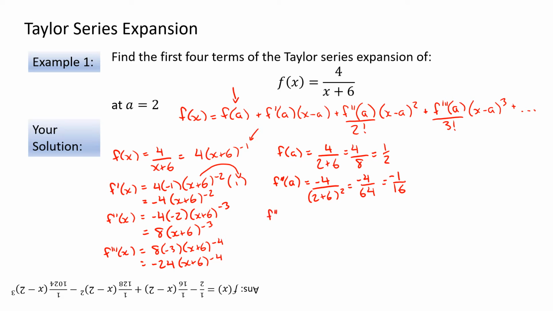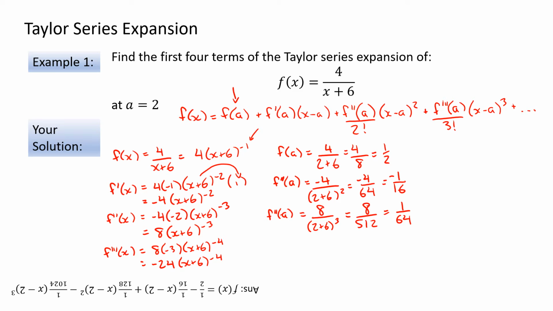For the second derivative, f double prime at a, it's equal to 8 divided by 2 plus 6 cubed, which is equal to 8 divided by 512. And if you simplify that, keeping it as a fraction, you would get 1 divided by 64.